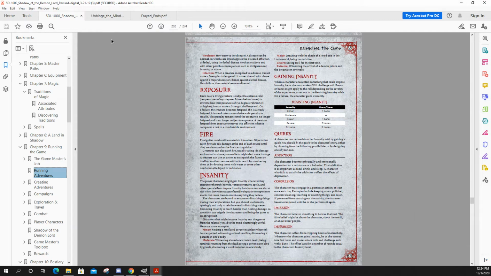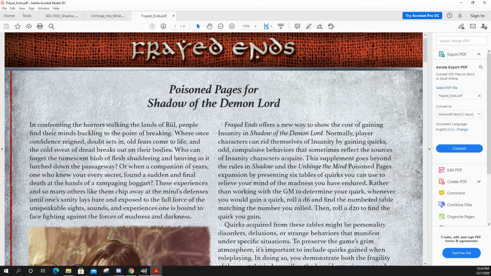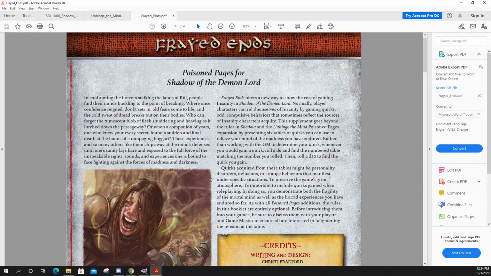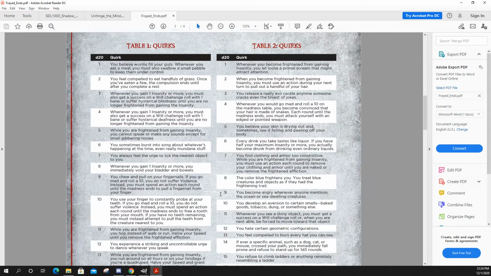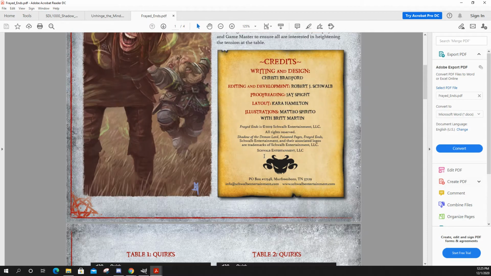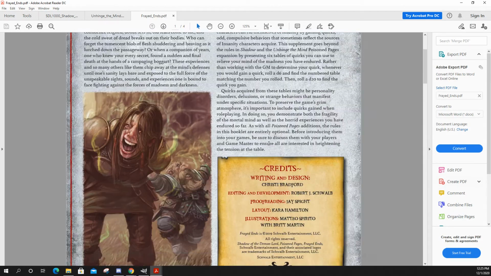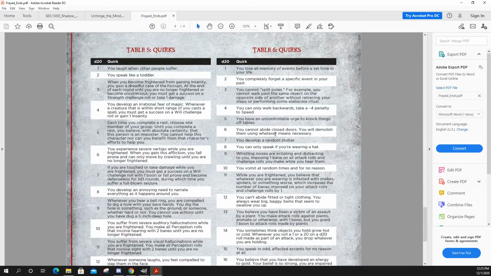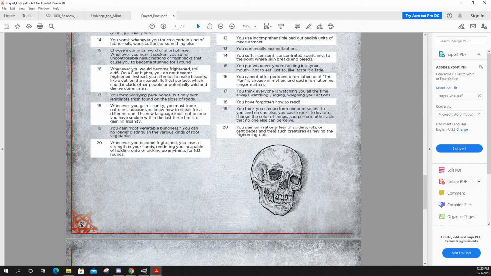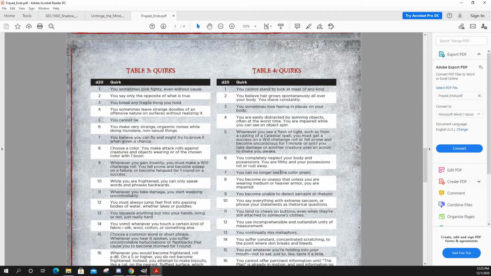Now, there is a supplement called Frayed Ends that came out not too long ago, and it provides an easier way to come up with quirks on the spot. So you're not spending game time trying to work out a quirk with your GM while the rest of the people at the table are twiddling their thumbs and playing on their cell phones. You can just roll it. So this supplement, again, is called Frayed Ends, just allows you to roll 1d6 to determine which table you roll off of, and then you roll 1d20 on that table to determine what quirk you get.